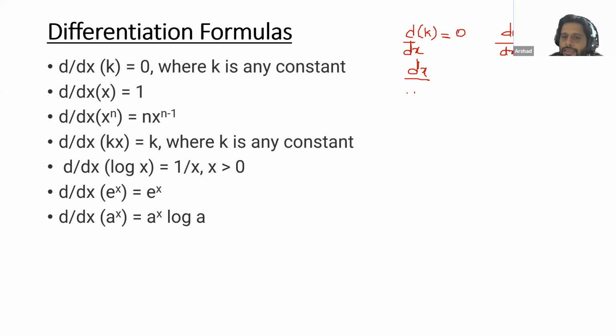Now, if you are differentiating x with respect to x, you will get a 1. Okay, this is the first formula. This is the second formula. Numbers like 1, 2, 3 are all constants. And in the question, most of the time it will specify A, B, C, D as constants. X, Y, Z they will never give as a constant.